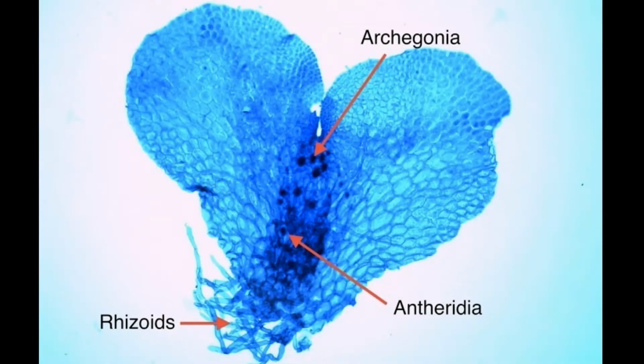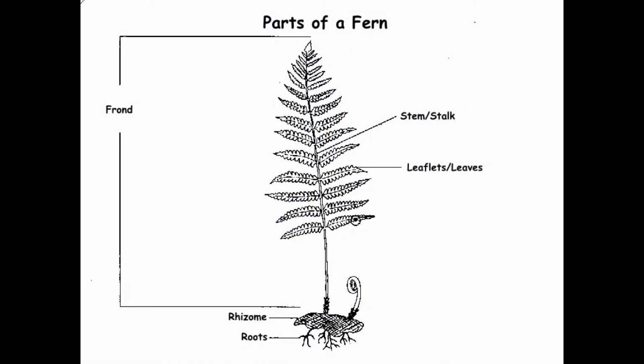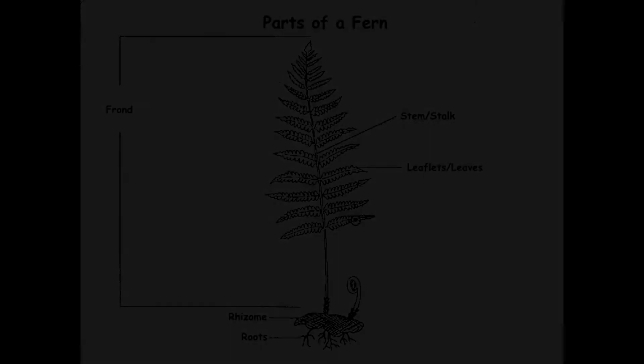In the heart-shaped gametophyte of a fern, water is required to bring sperm from the male Antheridia part to the female Archegonium part, which will then create a new sporophyte fern. The sporophyte fern is made up of the stem, leaflets, rhizome, and roots, with the stem and leaflets making up the frond.